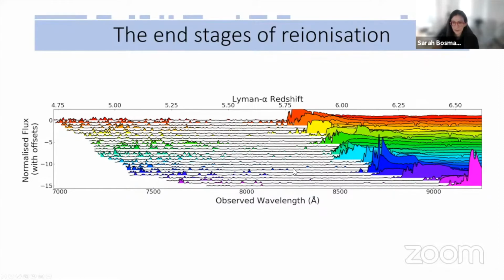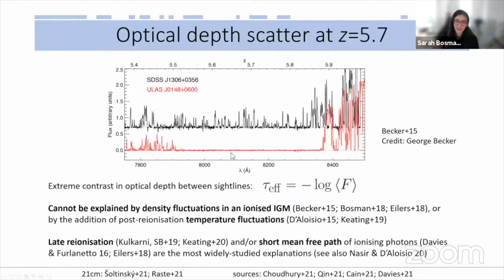redshift. This was illustrated dramatically by this pair of sightlines, the black one here showing a large amount of transmission and the red one being completely absorbed, even though they're at the same redshift range, 5.6 to 5.8. So in other words, there is an extreme contrast in optical depth of Lyman-alpha, even at fixed redshift.